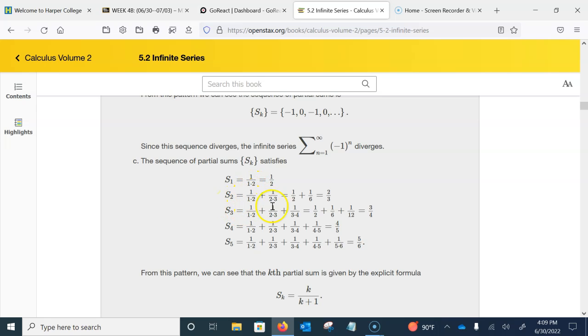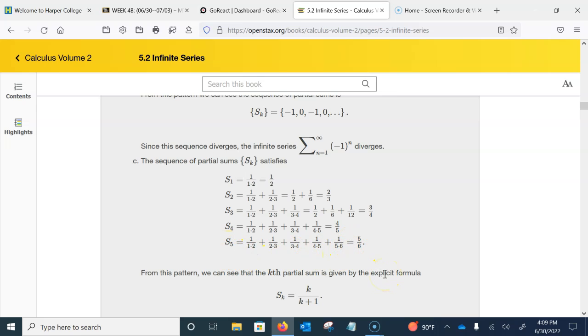S sub 2 is the first two terms added. There's the first term. There's the second term, right? The second term would be 1 over 2 times 2 plus 1. That's the 3. And we get 2/3. If we add the first 3, there's 1, 2, 3, and do the algebra, we're going to get 3/4. If we add the first 4, we're going to get 4/5. If we add the first 5, we get 5/6.